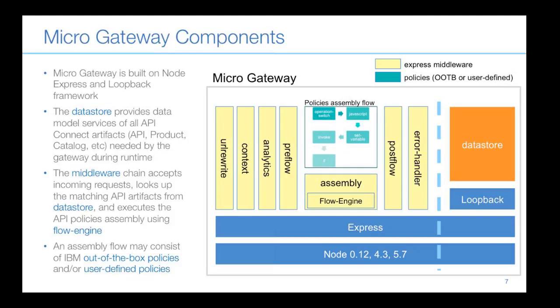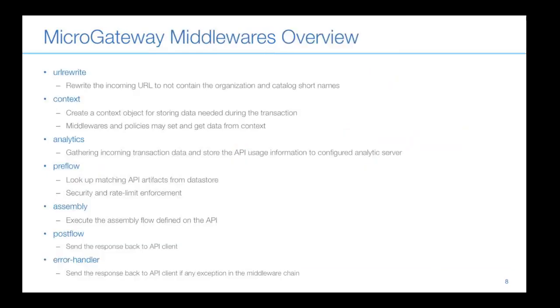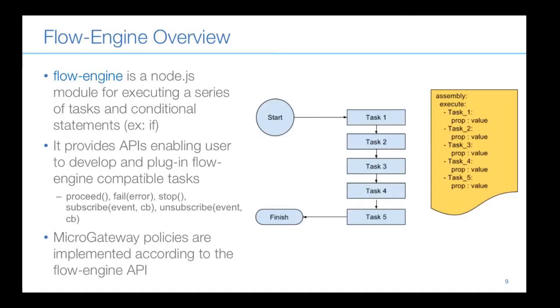All right, Tim. So let me continue. We are going to talk about the policies a little bit more. In the middle box, the blue little boxes in the policies assembly flow, each box represents a policy, and these policies can be out-of-the-box policies provided by IBM or user-defined policies. Tim, can you go to the next two slides? We can skip the next one because these are the middleware descriptions, and I just talked through them, so we won't talk through them again. Let's go to the next slide.